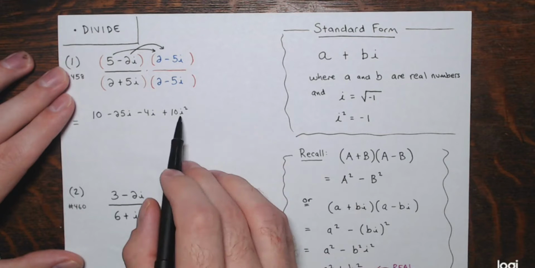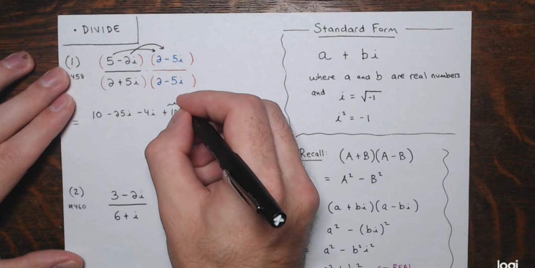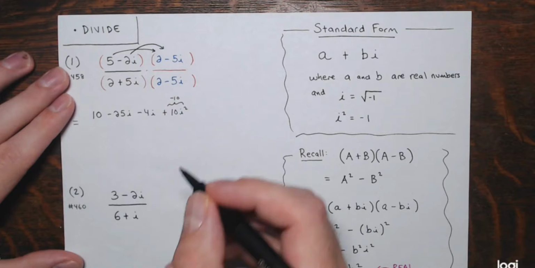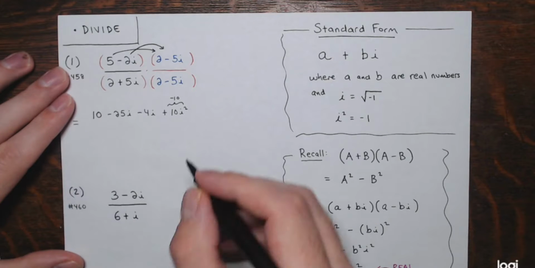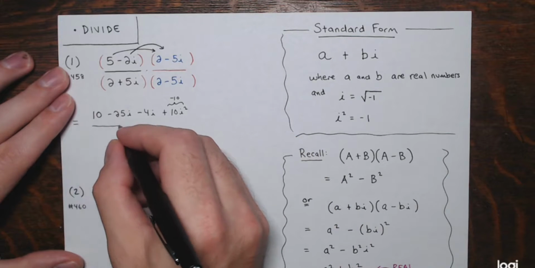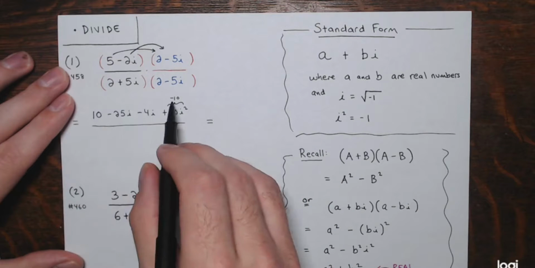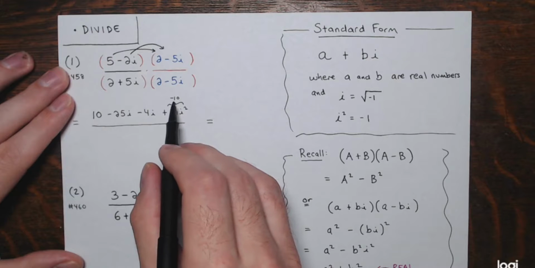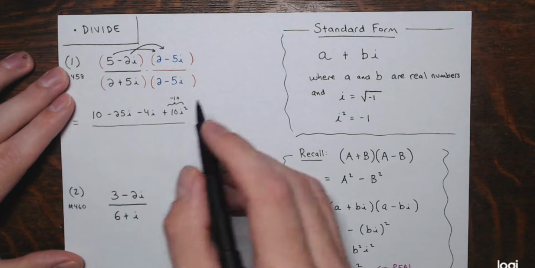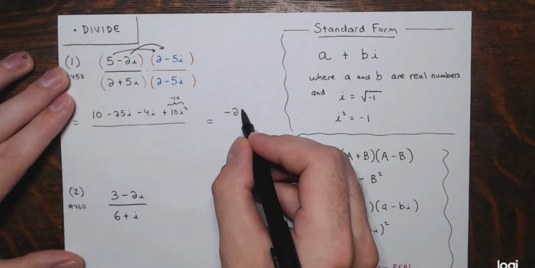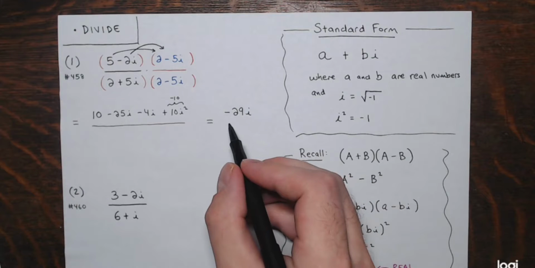But remember, 10i squared is really negative 10, right? Because i squared is negative 1. So the numerator, when all is said and done, is 10 plus negative 10 is 0. And then we have negative 25i minus 4i, making negative 29i. Right, negative 29i. Alright, so that's the numerator.